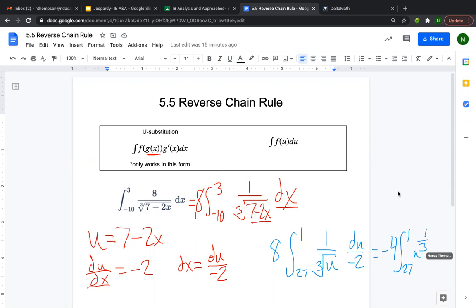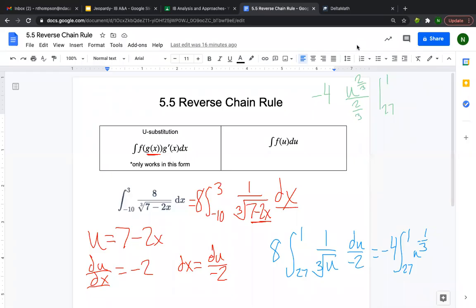Okay, from there, I have to move up. I'm going to switch to a different color just to distinguish it. From there, what we end up doing is integrating just like normal. So I have -4, and then my u to the -1/3, so we add 1, so I have u to the 2/3 divided by 2/3 from 27 to 1. And I'm going to continue to simplify that.